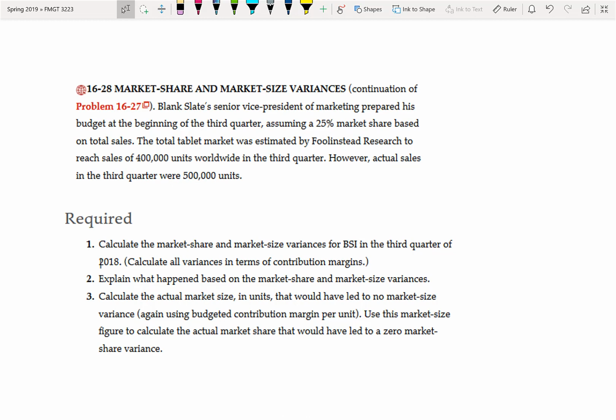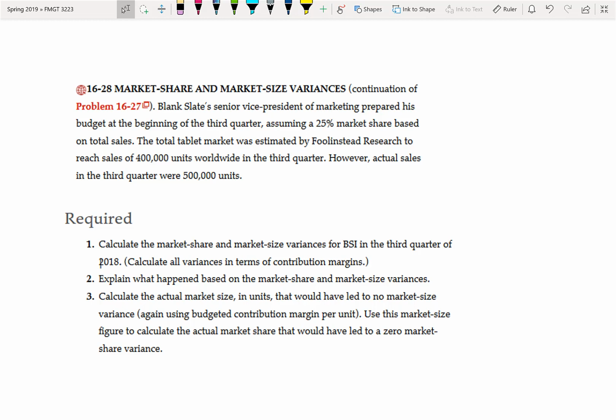So what this says is that Blank Slate Senior Vice President of Marketing prepared the budget at the beginning of the third quarter and assumed a 25% market share based on total sales. They expected a market of 400,000 units, but actual sales were actually 500,000 units in the same period. So what we're asked to do is to work out both the market share and market size variances for this company. For us to do that, we're going to work out a weighted average contribution margin.